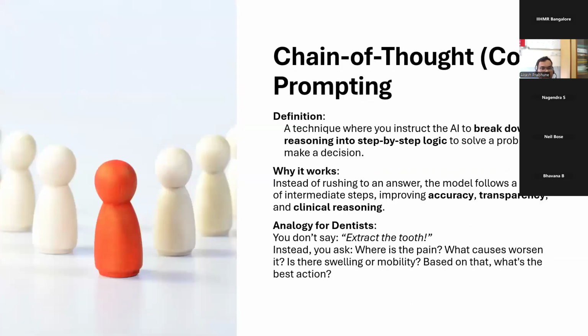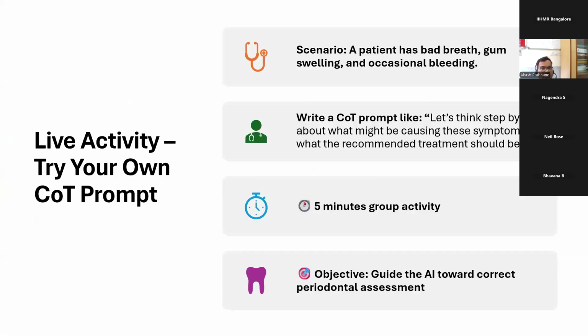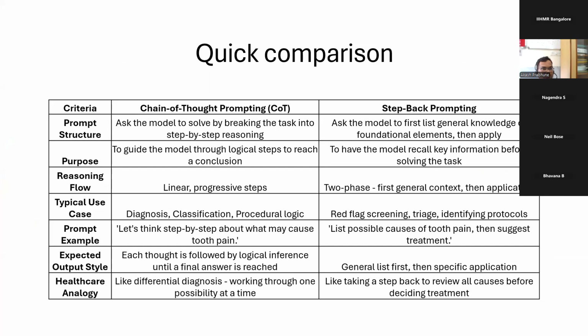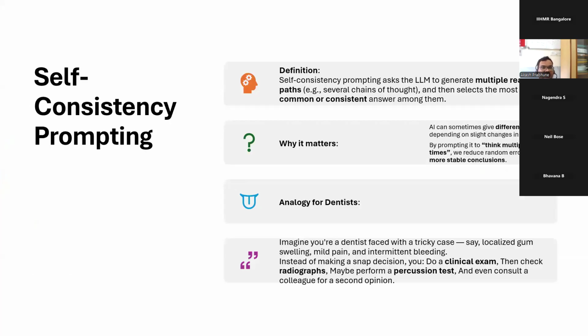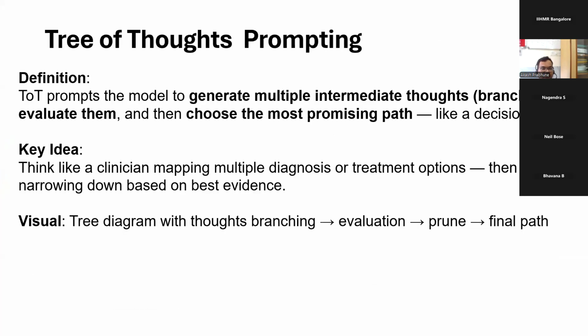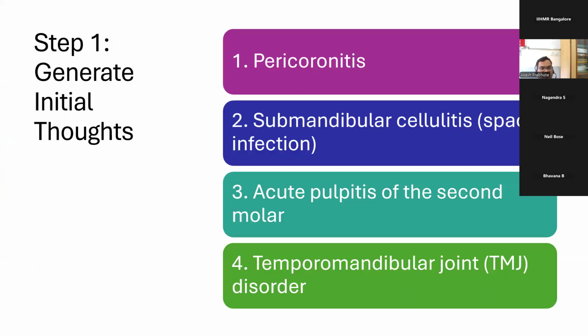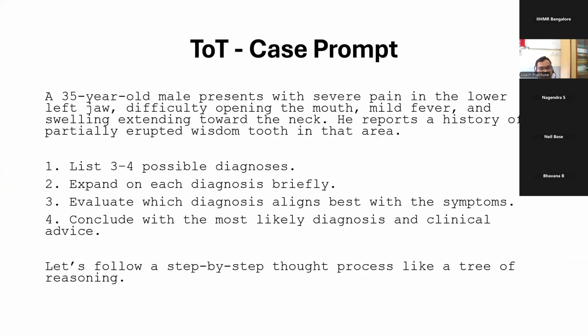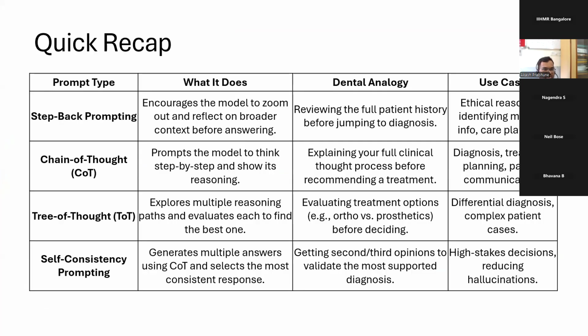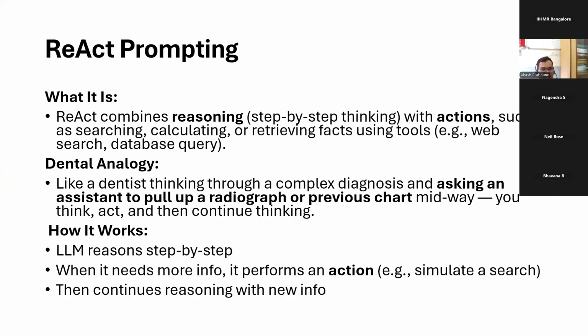And then we have chain of thoughts prompting, or COT prompting, what we call. The next thing for us is self-consistency prompting, again a type of prompting. And then we have tree of thoughts, or TOT prompting. These are basic prompts that we can use for our day-to-day healthcare requirements. We also have ReAct prompting.